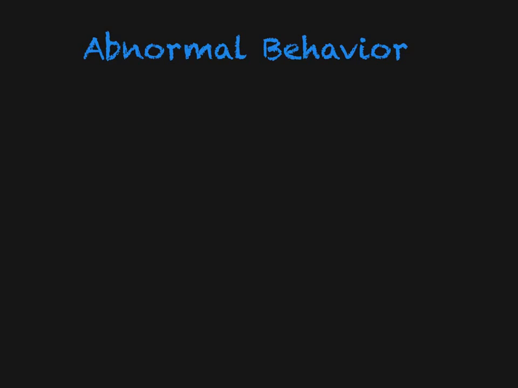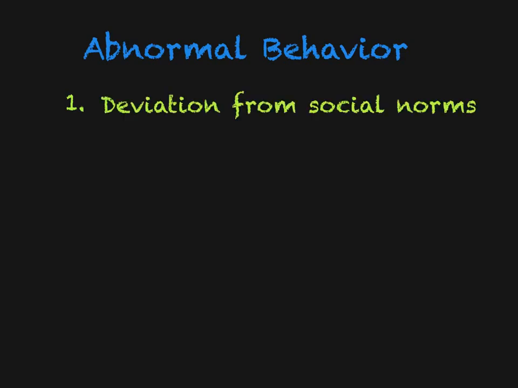But the first criteria for determining whether something is abnormal or not is you have to ask, does this violate social norms? Or is there a deviation from social norms? That's the more official term, a deviation from social norms. So you have to ask, well, what does society think about this? Let me give you an example.